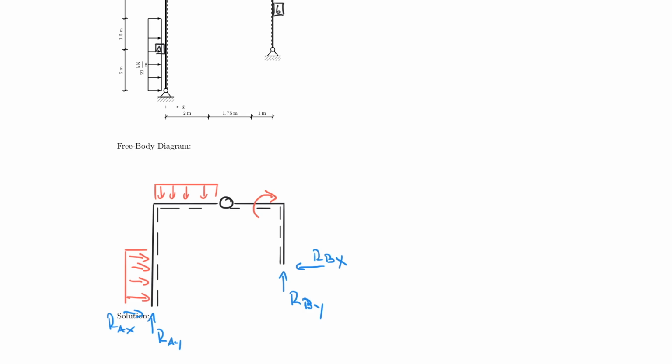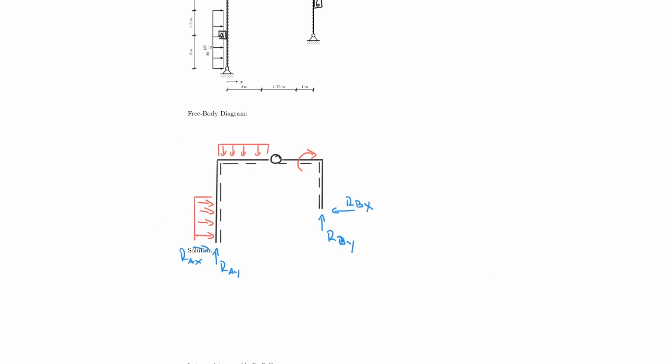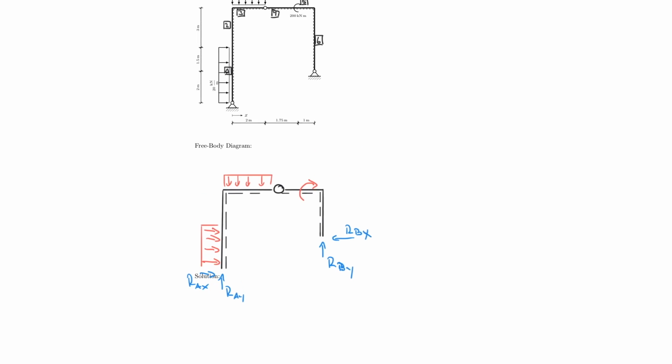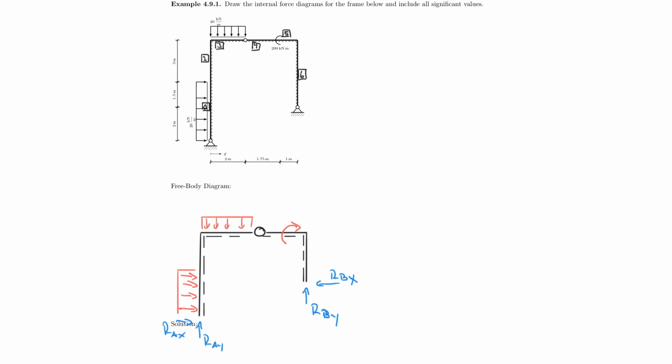However, what's important for us to understand is that we can either solve for these two simultaneously or for these two simultaneously. In this case, I would argue that it's easier to solve for RBX and RBY first, because if I make my cut through the hinge, I only have to worry about one force here, whereas if I do it on the other side, I have to include two, but it's neither wrong nor right to do it the other way around.